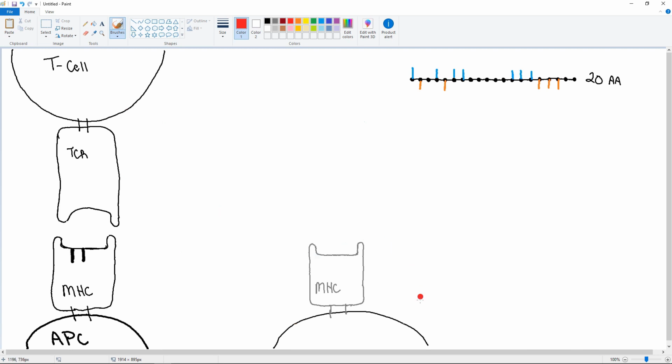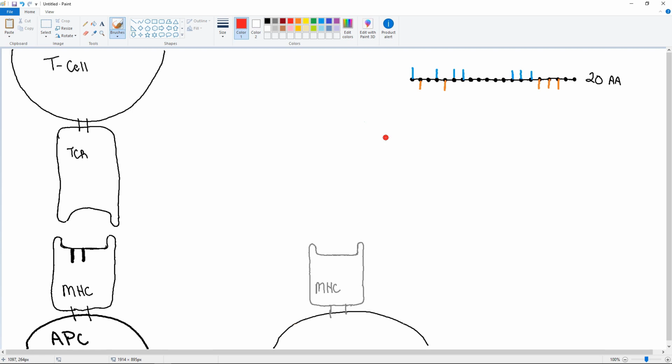And then down in the middle here is just a blank cell for right now with an MHC molecule. You can just ignore this for now. I want to begin by discussing how peptide fragments are made and then loaded into MHC, because that's the key for how an acute reaction arises.